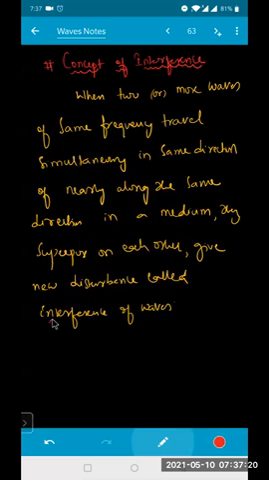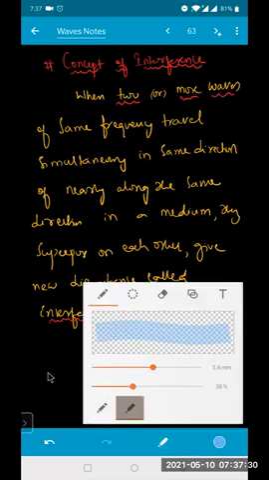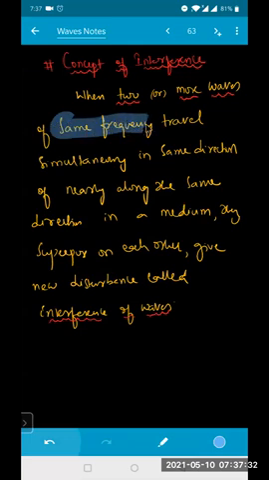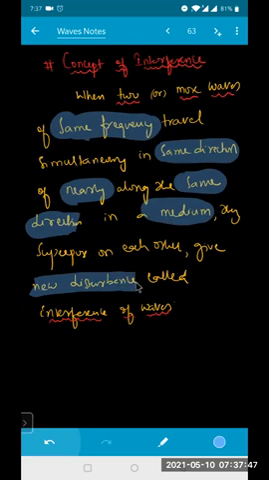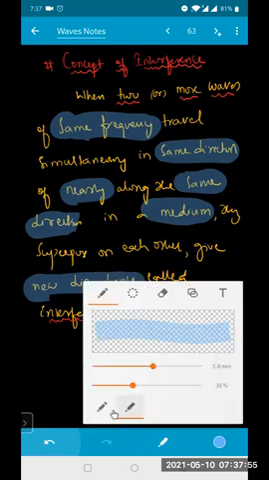Okay, so that is about interference of waves. When two or more waves of what, beta? Same frequency. If they have been traveling simultaneously in the same direction, nearly along the same direction in a medium, they superimpose on each other to give a new disturbance. That new disturbance is called what? Interference of waves. Is this definition clear? Yes, sir.